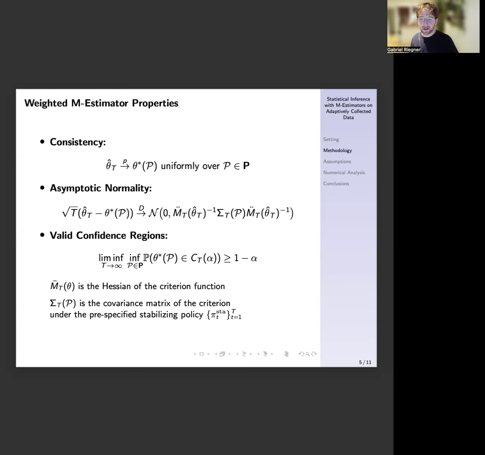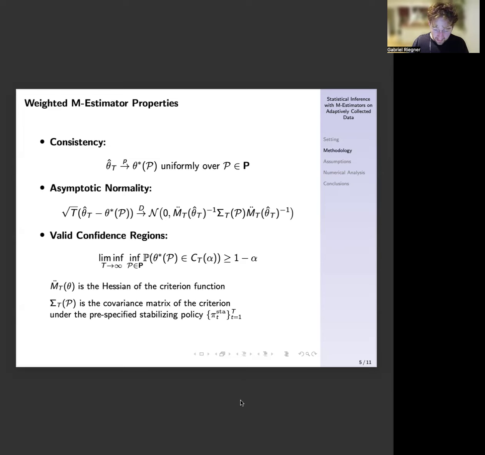These properties are derived from the fact that, using these square root importance weights, the covariance of the asymptotic distribution is based on the stabilizing policy that doesn't depend on time, rather than the potentially ill-behaved adaptive policy that is used to collect the data.